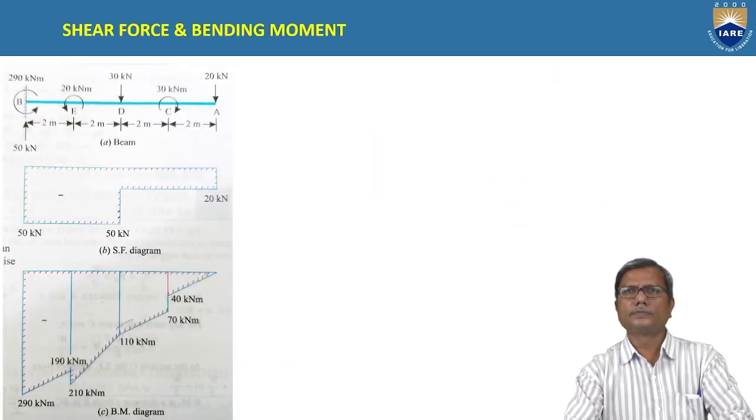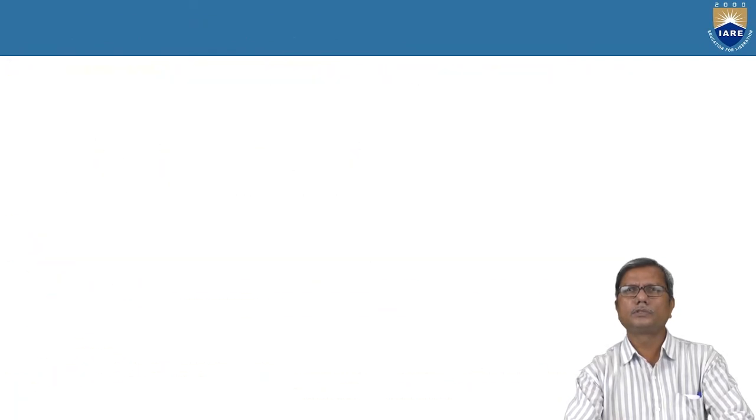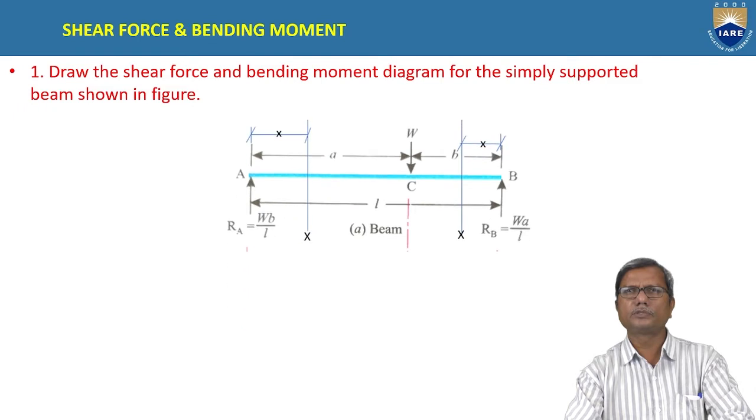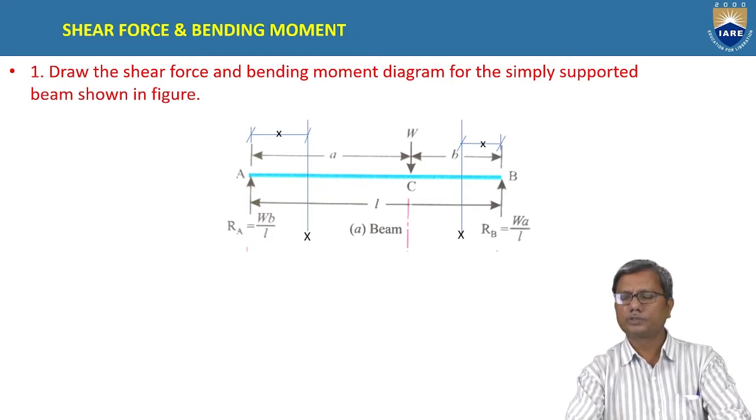Let us consider the problems on simply supported beams. Let us consider this problem: a simple problem on a simply supported beam with a single point load acting eccentrically at a distance A from the left support and B from the right support. The span of the beam is L here.